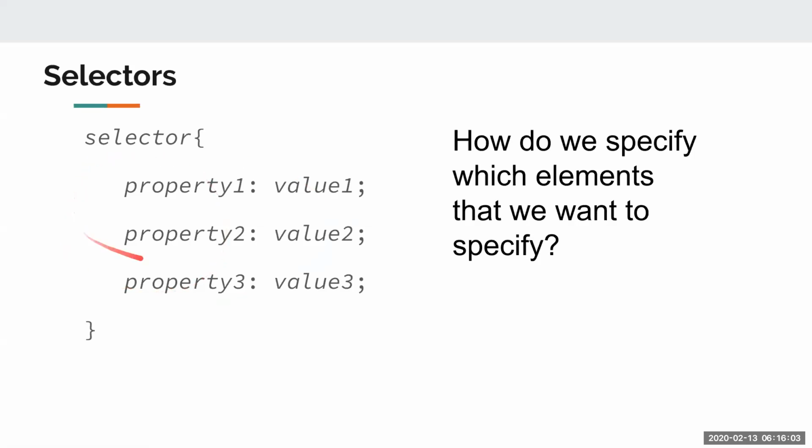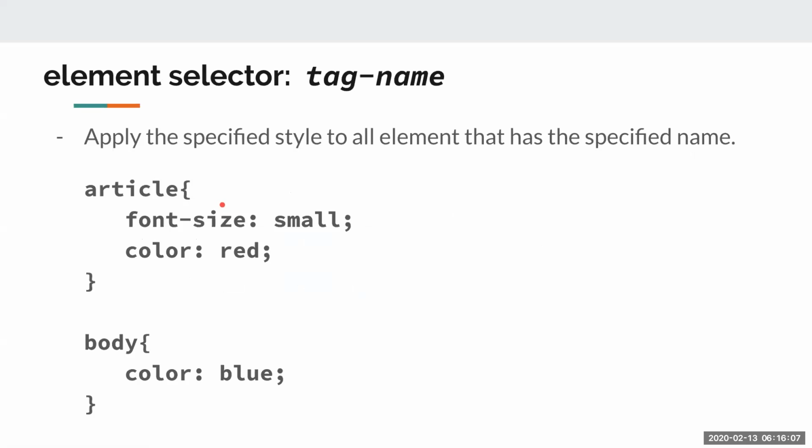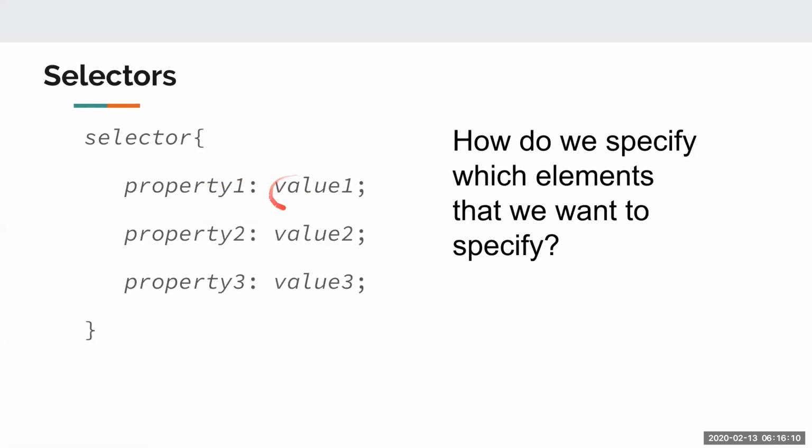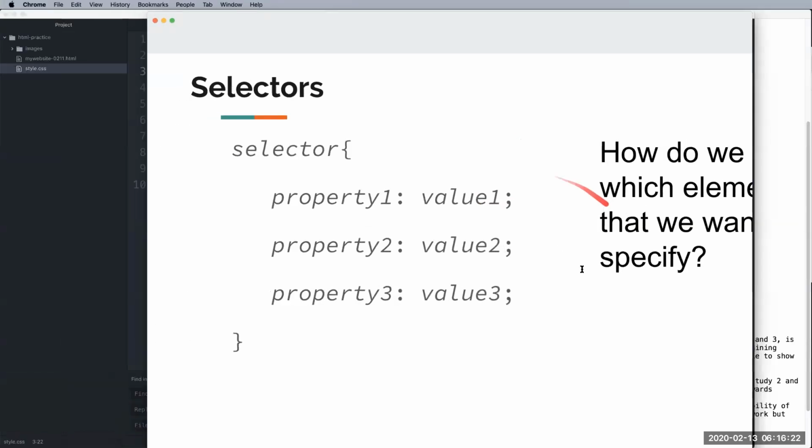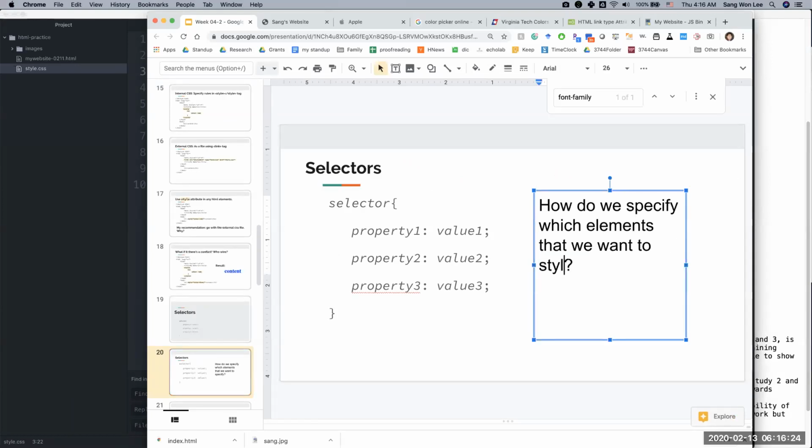There's a bunch of properties that we're going to learn, and each property is going to require a different value. So we're going to look at that later, probably next time. But today we're only going to look at selectors. How do we specify which elements we want to stylize?